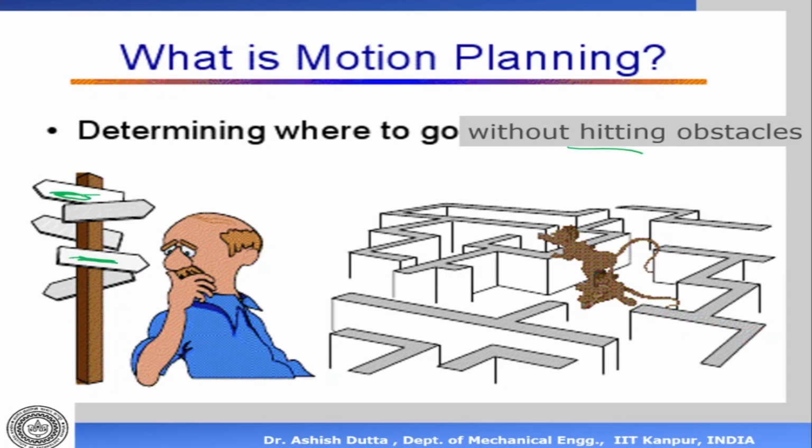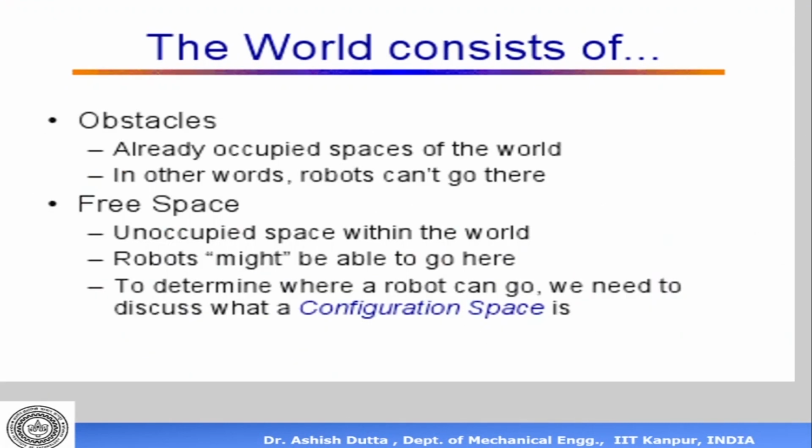The name of the road, or the name of a place, is written there, pointing in that direction. So these are markers by which you can go from one place to another without hitting obstacles. For example, this rat has to go from here to there without hitting obstacles. So it can go something like this. This is fundamentally what motion planning and path planning is.